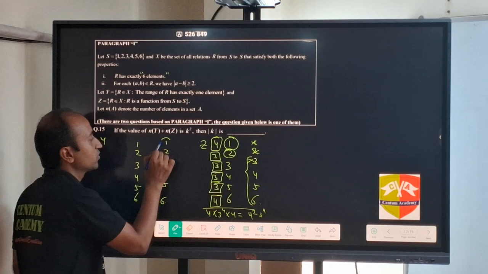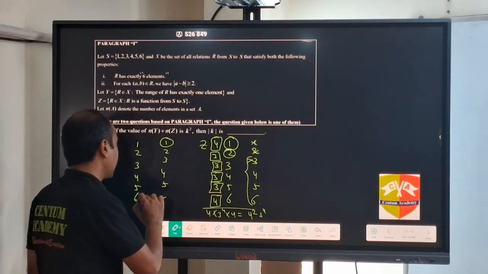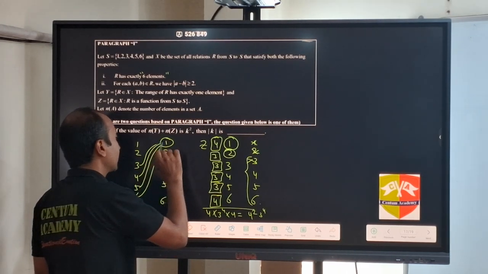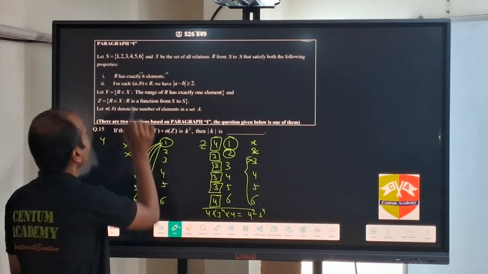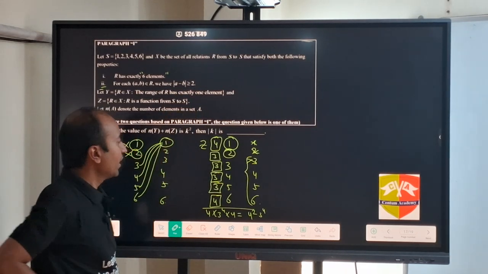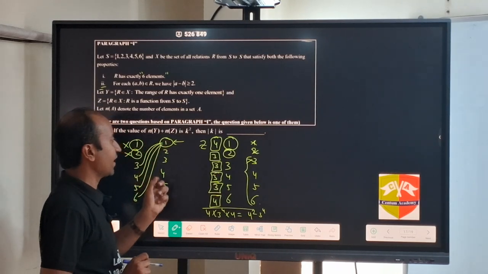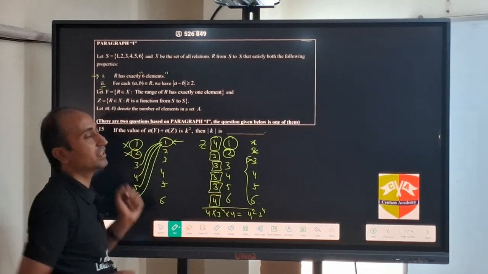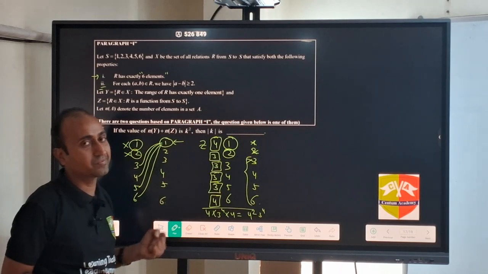Suppose that element is 1. Then 6 can be connected to 1. 5 can be connected to 1. 4 can be connected to 1. 3 can be connected to 1. But 2 and 1 cannot be connected to 1. Why? Because of this relation that mod of A minus B must be greater than or equal to 2. And because the range cannot have more than any one element, I have arbitrarily picked 1, then there will not be 6 elements in the relation. There can be at most 4 elements, either 3 elements or 4 elements in the relation.